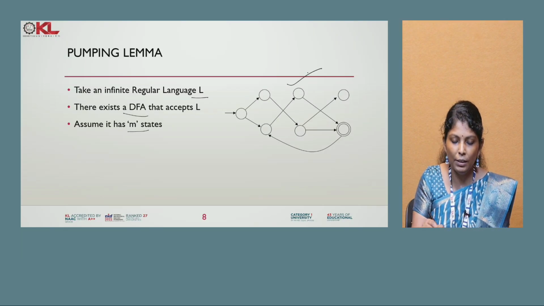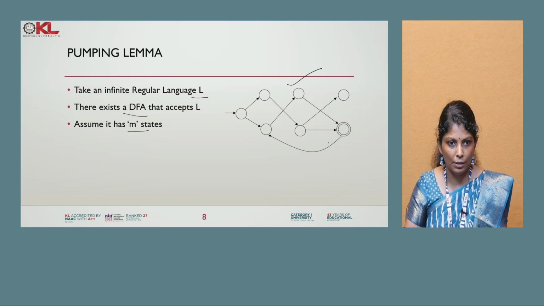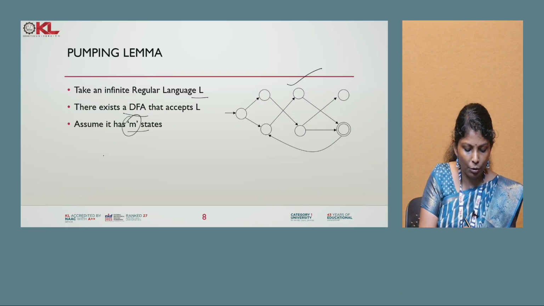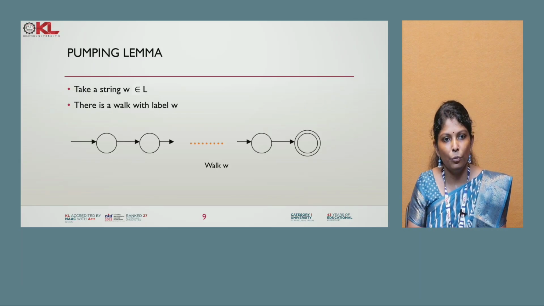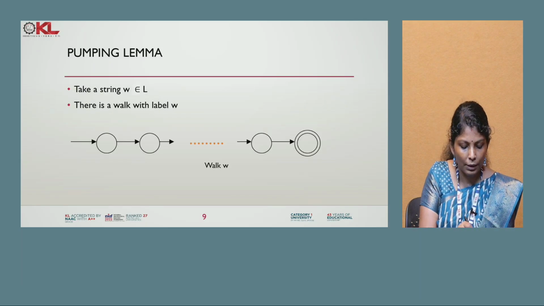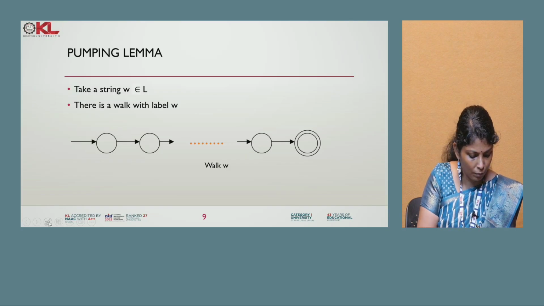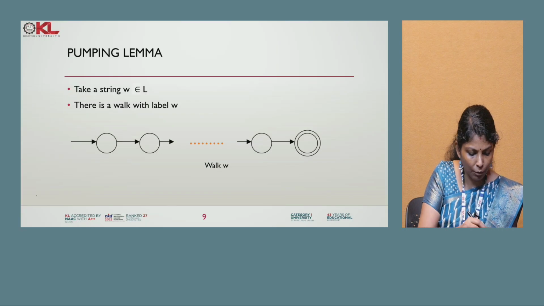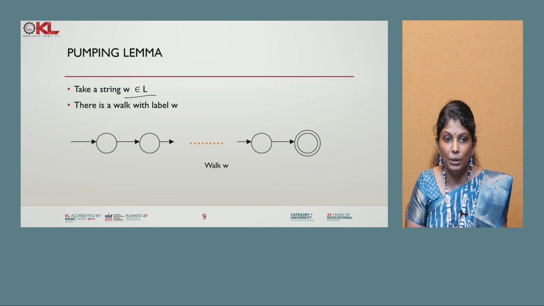So if this is the DFA that represents the language L, then we assume that it has m number of states, including the initial and final state. So this number, m, the number of states, you have to remember. Now we consider a string W that belongs to the language L. Okay, string W belongs to L.